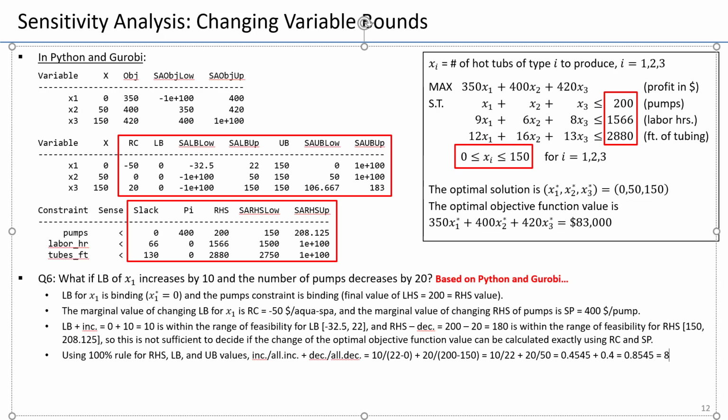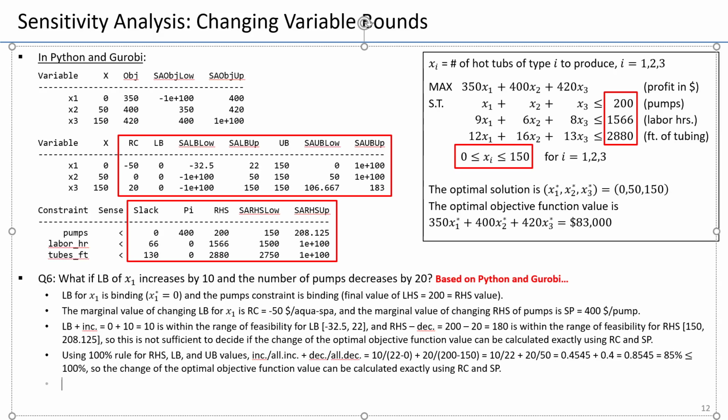so 0.8545, which is 85%, and that happens to be less than or equal to 100%. So now we know that the change of the optimal function value can be calculated exactly using the reduced cost and the shadow price, because we are within the 100% of the changes.